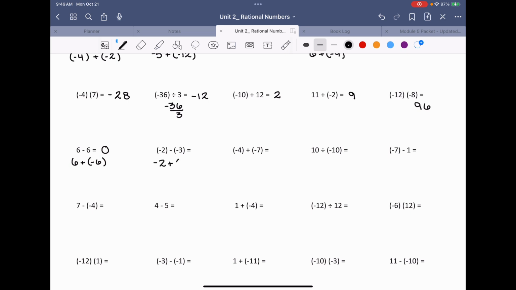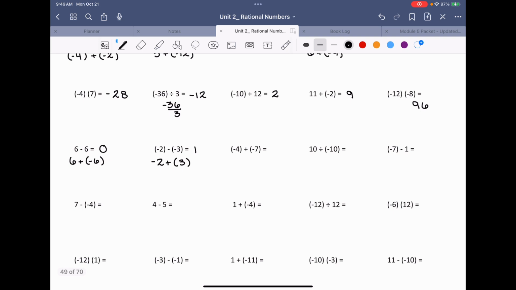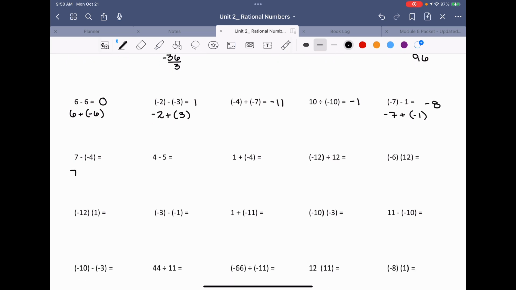Negative 2 plus positive 3. Make sure as you do these, you're paying attention to when it has subtraction, addition versus multiplication and division. 7 plus positive 4. 4 plus negative 5. 1 plus negative 4, negative 3. Negative 1 when you divide the same number.